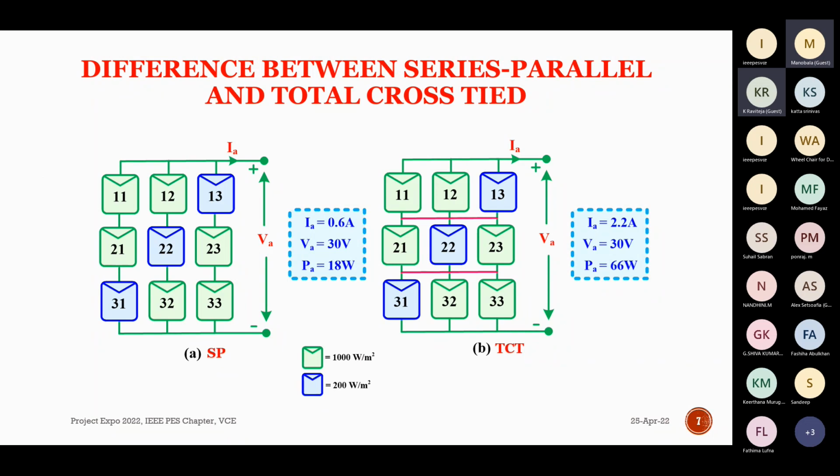The difference between series-parallel and TCT methods: in a series-parallel connection, if one connection is shaded in each string, the power will be drastically reduced. If we connect in total cross-tied configuration, under the same partial shading condition the power will be enhanced up to 66 watts. That's why we are going for the total cross-tied method.